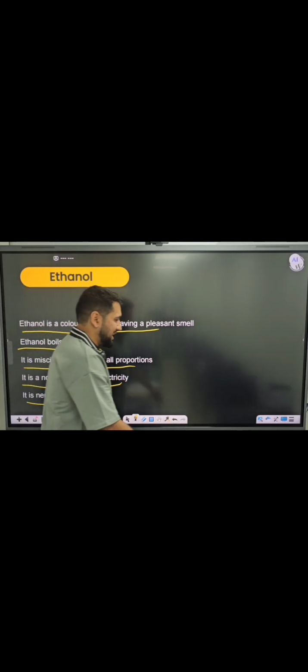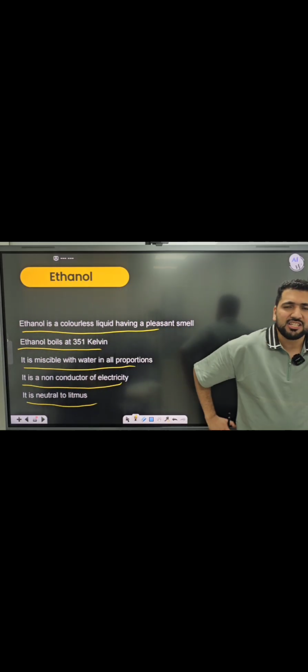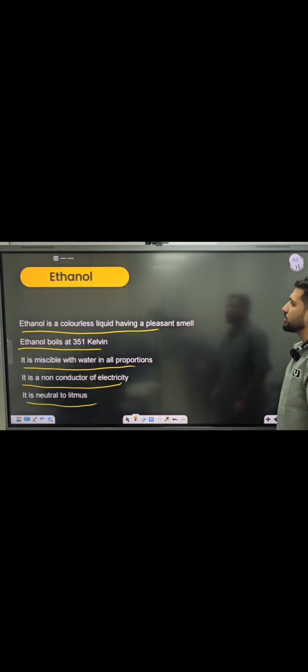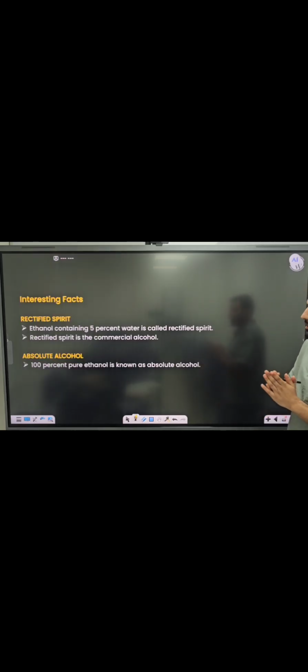Now it has a few properties. It's a colorless liquid having a pleasant smell, guys. It boils at 351 Kelvin, remember this point as well. It is miscible with water in all proportions, remember this point. It's a non-conductor of electricity. It's neutral to litmus at the same time. So these are a few of the points that you need to remember while dealing with this particular topic.